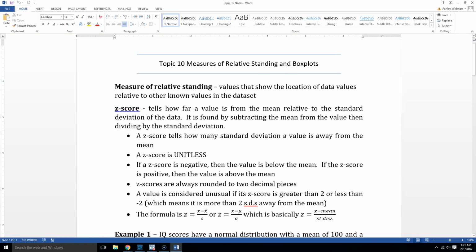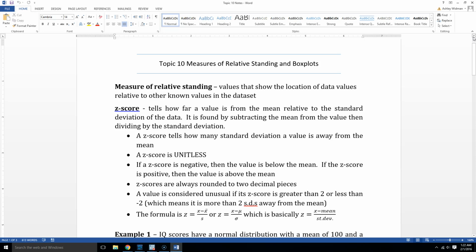This is Topic 10 in Unit 1, Measures of Relative Standing in Box Plots. So far for descriptive statistics, we've talked about measures of center, which was one number to describe the entire data set that was typically in the middle, as well as measures of variation, which described how spread out or scattered a data set was. Lastly, we have measures of relative standing.